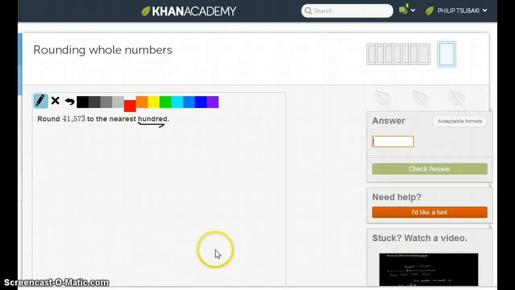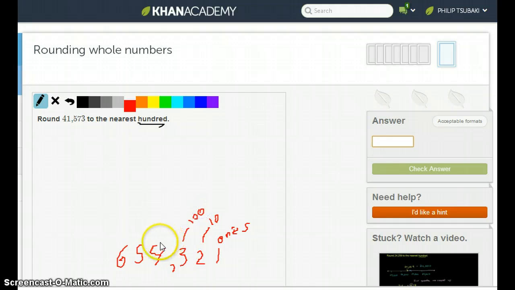Let's draw a number here. So this would be the ones, right? And this would be the tens, and this would be the hundreds, and this would be the thousands, right? 10,000s, 100,000s, and this would be the millions, right?